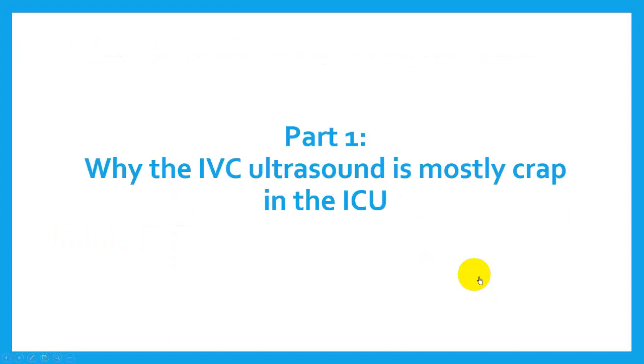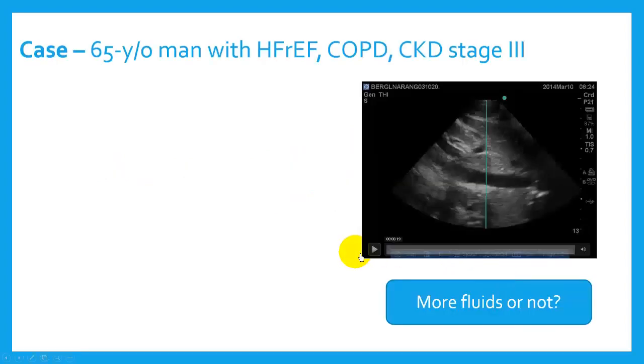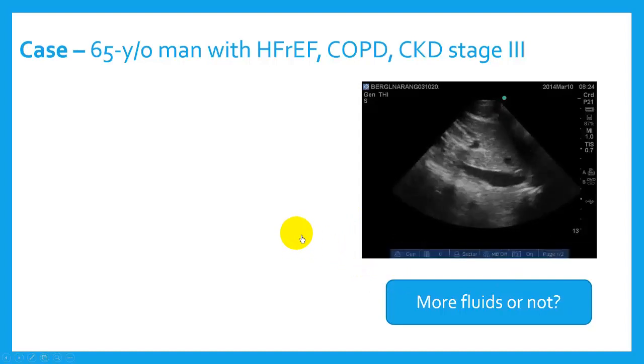So in this first part, we're going to talk about how the IVC ultrasound is mostly unhelpful in the ICU, and if you're using it, you need to try to find other ways to improve your volume responsiveness exam when you're trying to figure out if you should give people more fluids. So when I'm looking at this patient at the bedside, and somebody's showing me this IVC ultrasound, I have a bunch of questions.